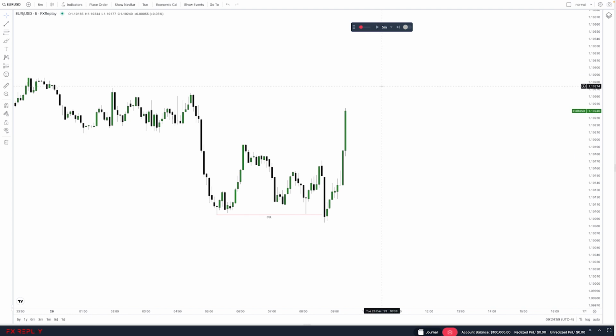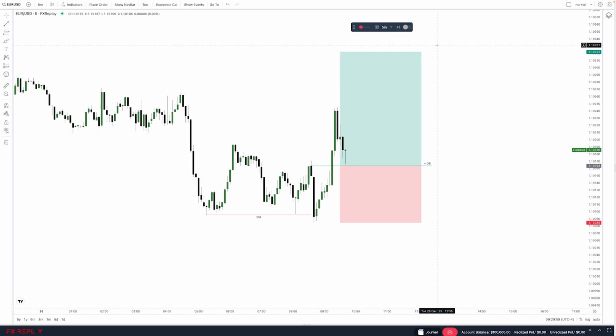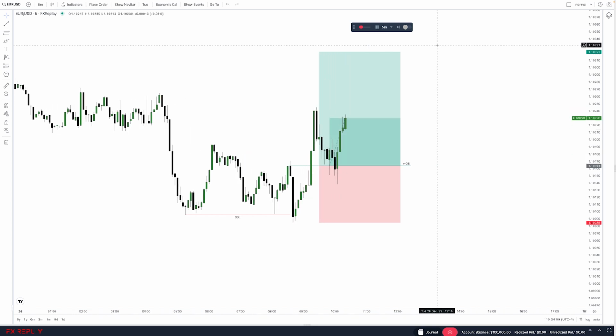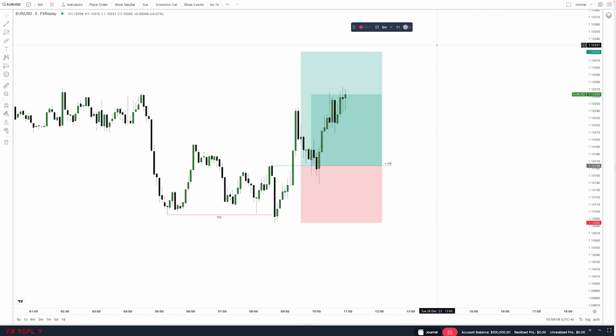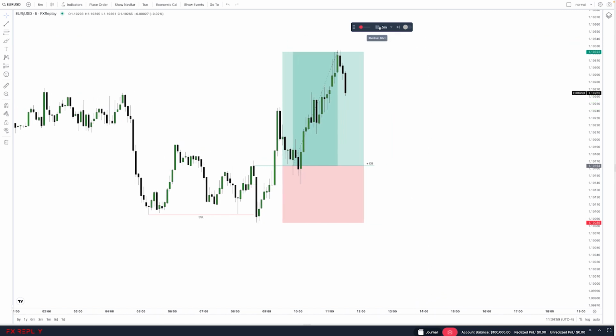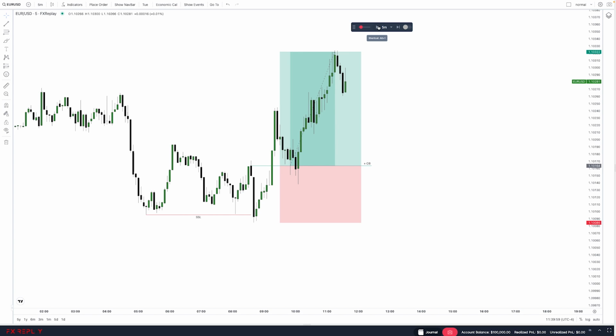As you can see, we broke structure and now we can enter a trade once price reaches back for the order block. For this example, we'll enter at the opening price of the order block. Now let's see what happens. As you can see, the price reacted at the order block and continued upwards.